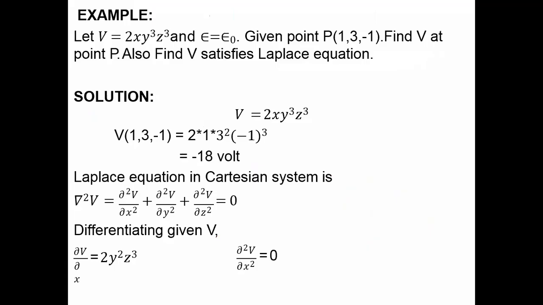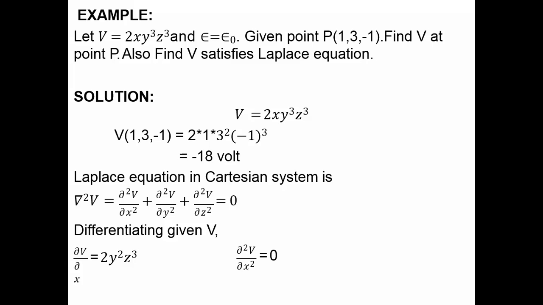As V is given, you see some function V is given. Epsilon is epsilon naught, which means this is for air or vacuum. Then a point is given: 1, 3, minus 1. Then it is asking to find V at the point P, and check whether V satisfies the Laplace equation. You just have to check whether V is satisfying the Laplace equation.